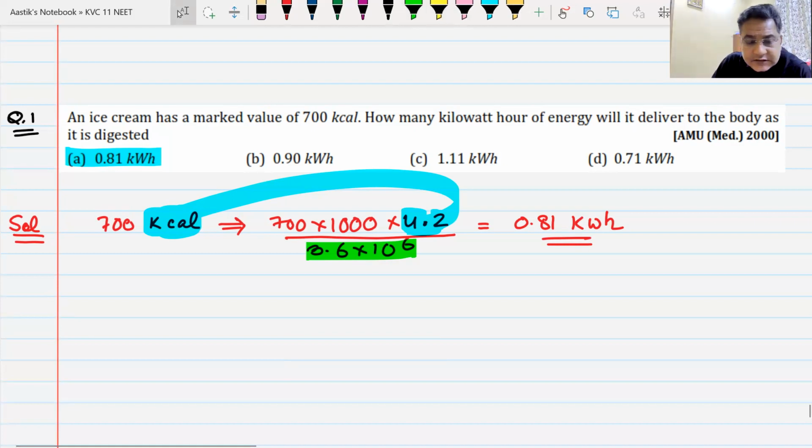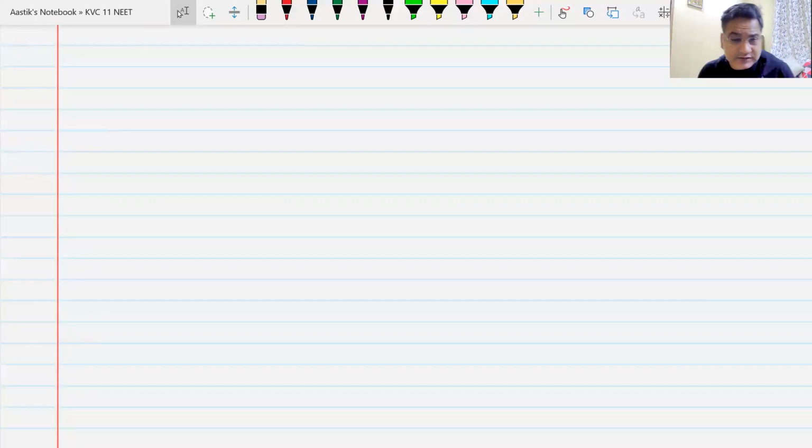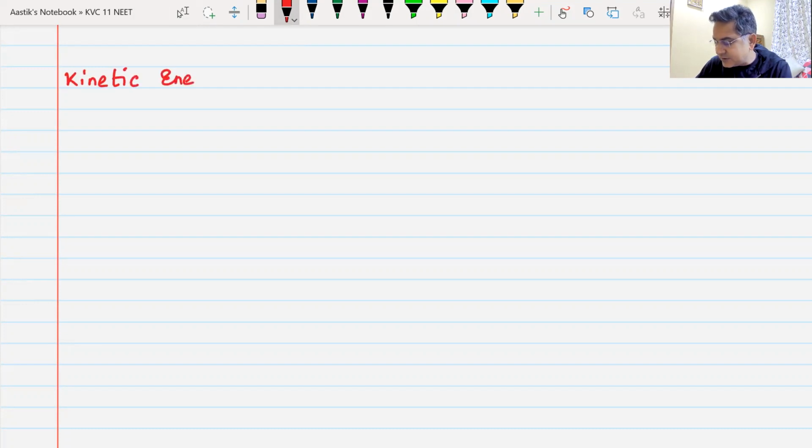Okay, great. That takes us to the first type of energy that we are going to deal with. And the first type of energy that we are going to deal with is kinetic energy. And this is the energy that we see in our everyday life. Kinetic energy. I will denote this kinetic energy by the letter K. Wherever you write K, that will mean the kinetic energy.